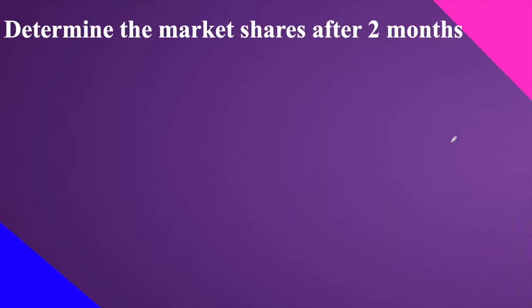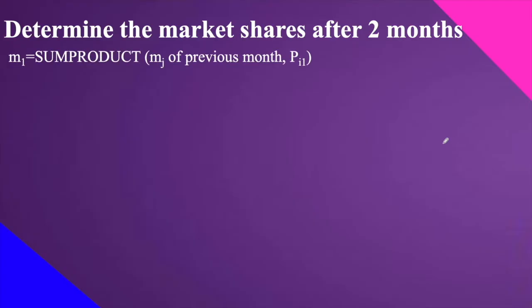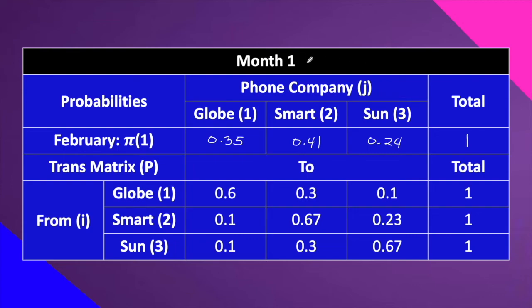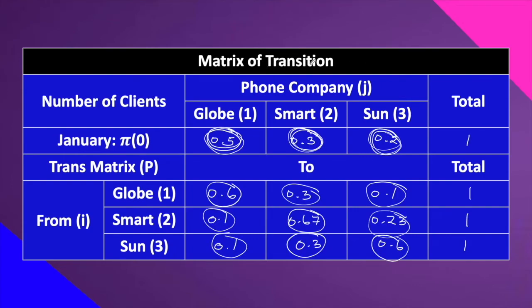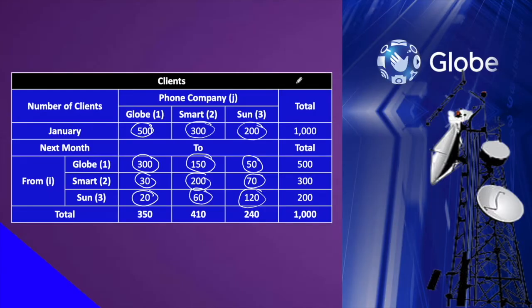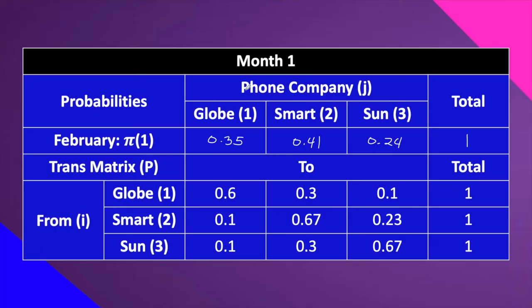Next na gagawin natin is to determine the market shares after 2 months naman. Okay? Next, ito na, uulit-ulitin lang po natin siya hanggang makuha natin yung probabilities na kung saan nag-stabilize na siya. Stable na. Formula for M sub 1 is the sum product of M sub J of the previous month. Ano yung previous month? Ito po, yung month 1 na. Hindi na itong matrix of transition. Hindi na rin itong month 0, yung January. No, ang magiging previous natin is yung month 1 na, yung February, dahil we are about to solve for the month 2, which is March.